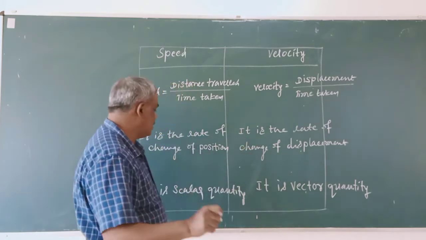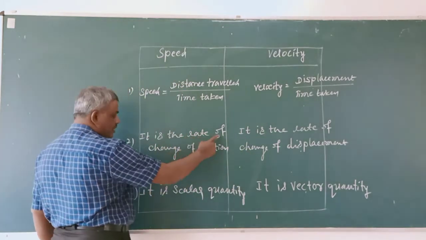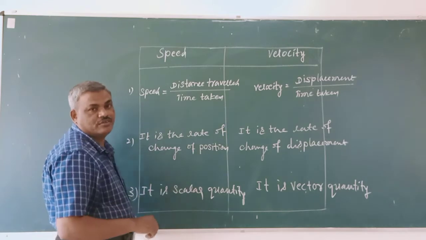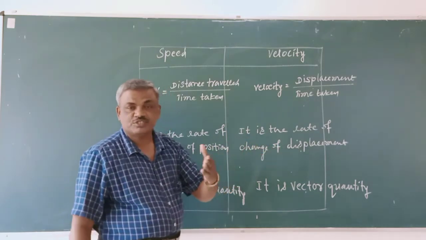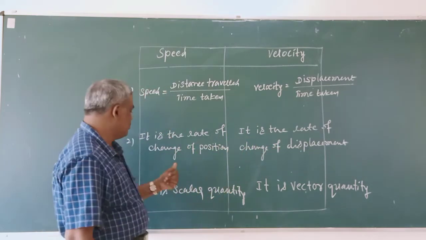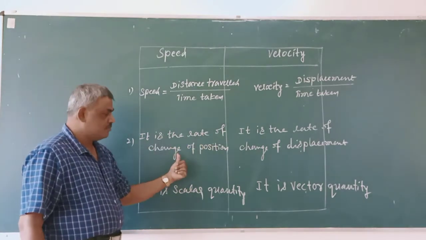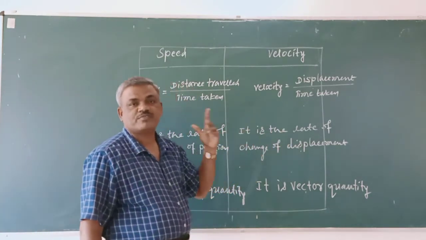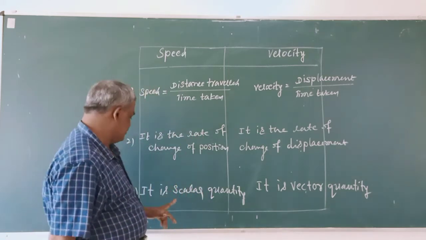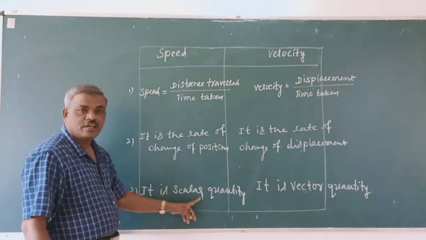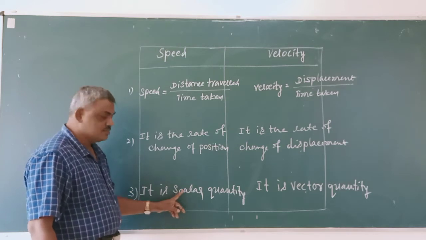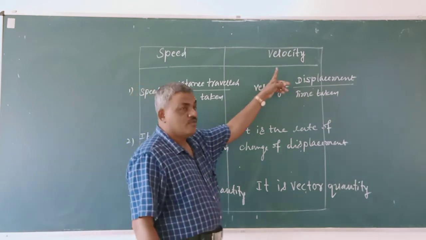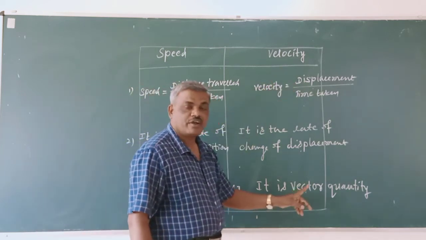Second point, speed is the rate of change of position. Velocity is the rate of change of displacement. And the last point: speed is a scalar quantity, while velocity is a vector quantity.